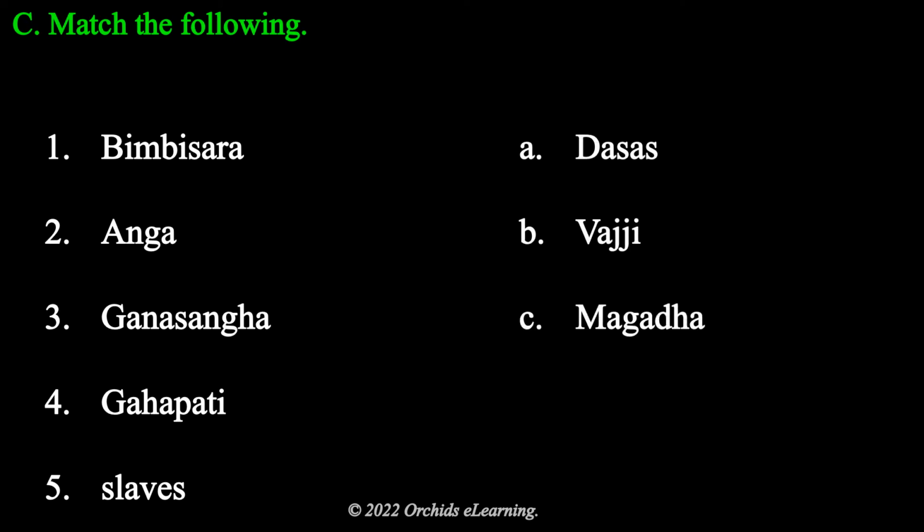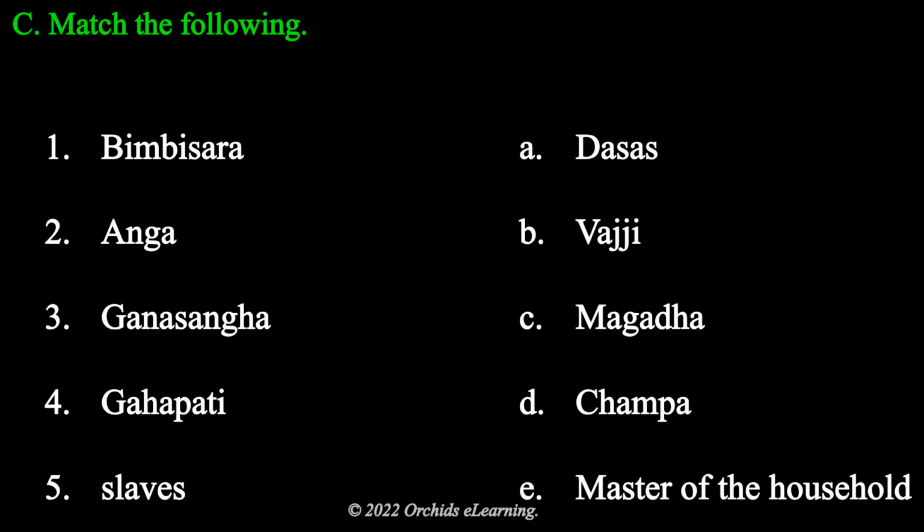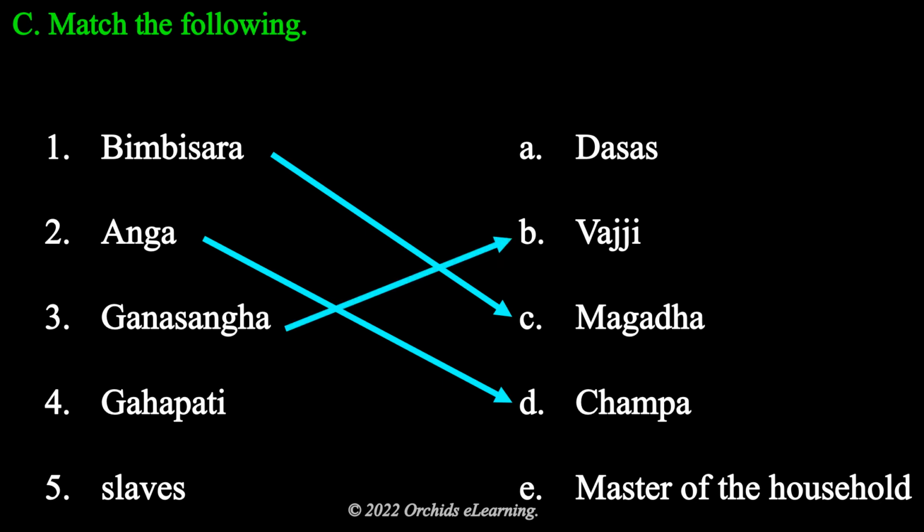Match the following. Look at the options in column 1 and column 2. Answer. Bimbisara, Magdha. Anga, Champa. Gansangha, Vajji. Gahapati, master of the household. Slaves, Dasas.